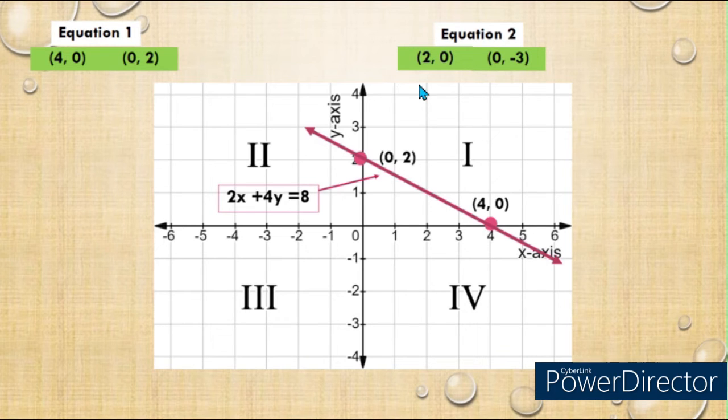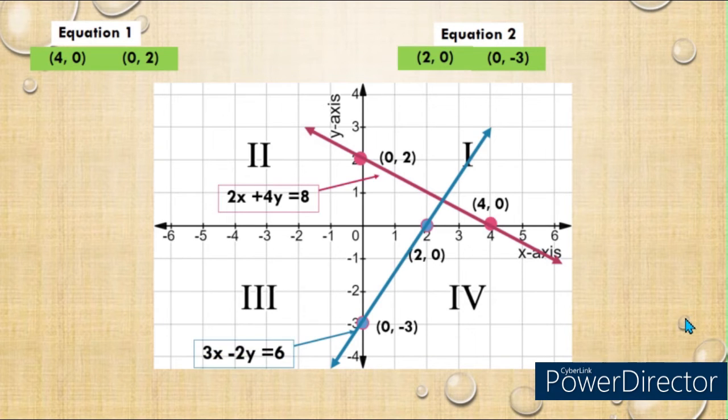So, i-plot natin itong 2 and 0. Saan ba natin mahanap si 2 and 0? Dito sa quadrant or sa x-axis. So, we have, and then another one, 0 and negative 3. So, mahanap natin siya sa y-axis. Okay, so connect natin. Connect the points of the intercept. So, we have the graph of 3x minus 2y is equal to 6.